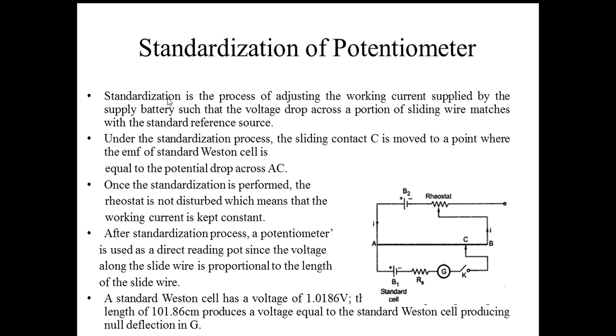Now I will go by the layman definition. Standardization is the process of adjusting the working current supplied by the supply battery B1 here, such that the voltage drop across a portion of the sliding wire matches the standard reference source, like I've already told you. The voltage across this portion of the sliding wire should match the standard Weston cell EMF.